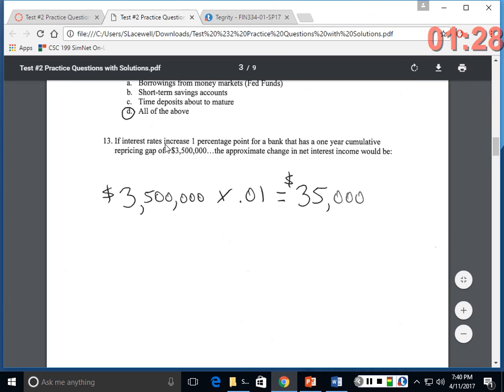If interest rates increase 1 percentage point for a bank that has a 1-year cumulative repricing gap of $3.5 million, the approximate change in net interest margin is how much? You simply take the repricing gap times the change in rates, and that means it would be a $35,000 increase.